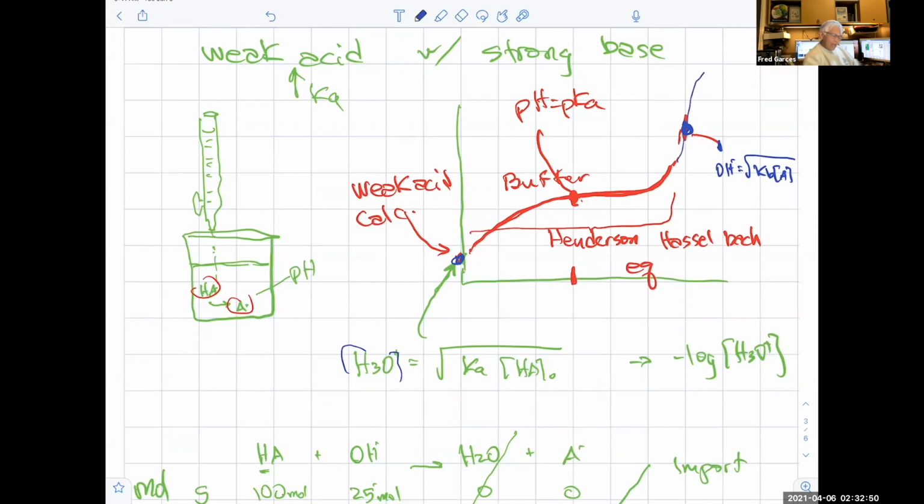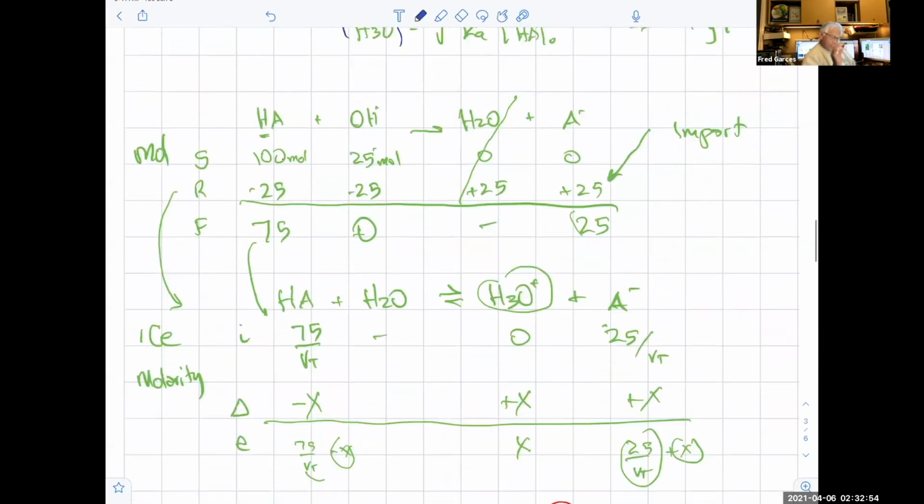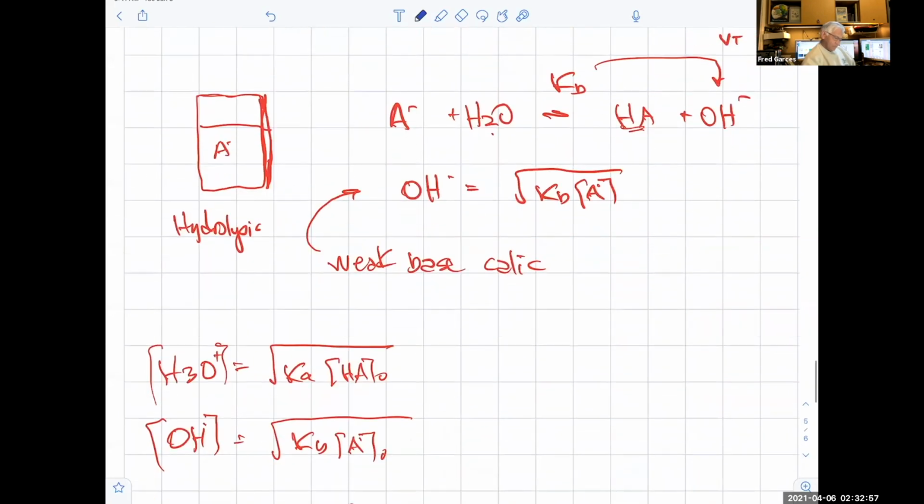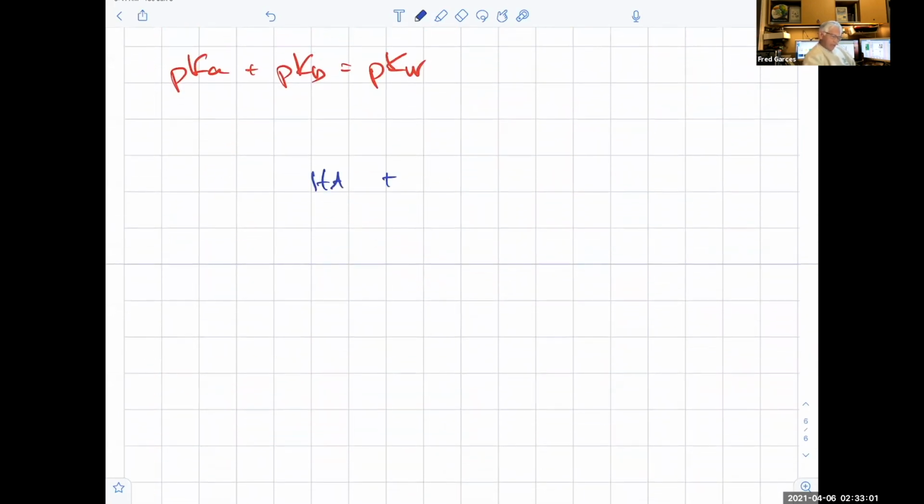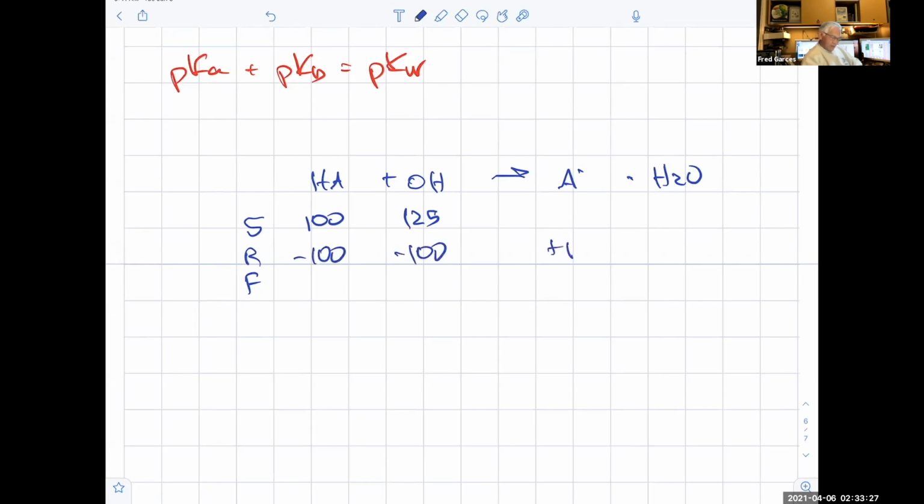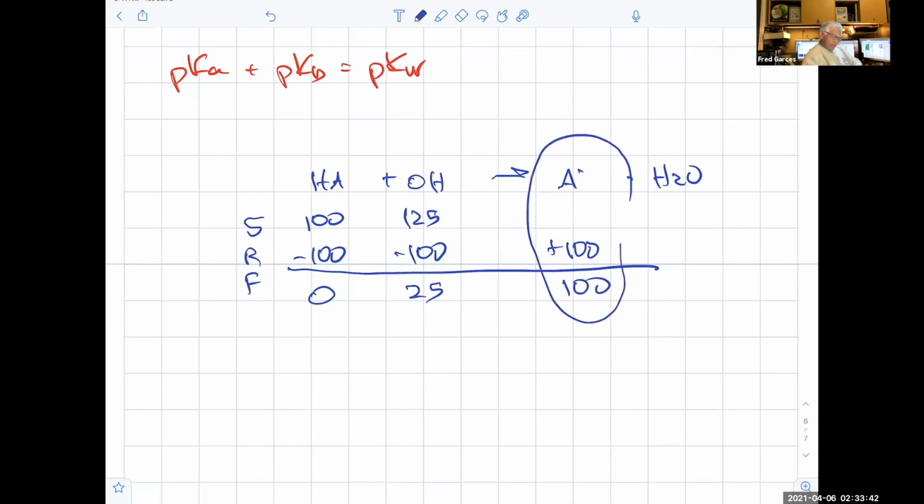Now we get past the equivalence point. Past the equivalence point, this is again what happens. We got our acid, we got our base, we're going to form the conjugate and water. Let's say that we now have 125 of this and this is 100. Again, it's still SRF because whenever you have a strong base, it's always stoichiometric. So our limiting reagent now is the acid. And then the reaction is this, 125 minus 100 is 25, and this will be a 100. But this is a weak base.